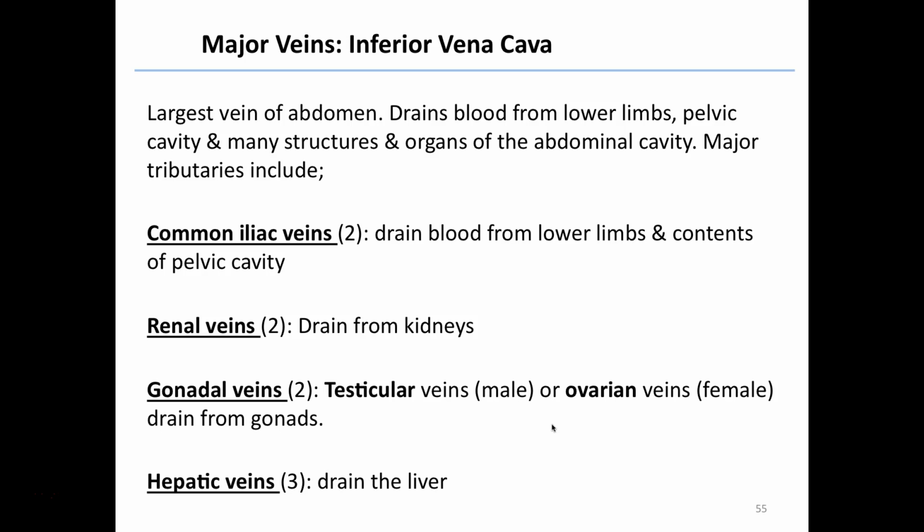We have three of these coming from each of the lobes of the liver, and they drain directly into the inferior vena cava as it passes up through the liver.